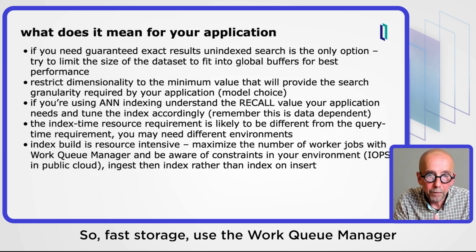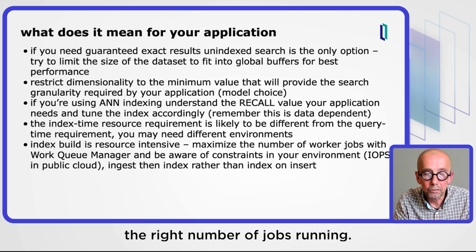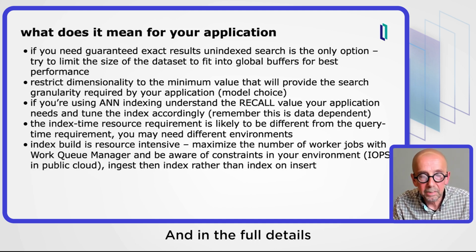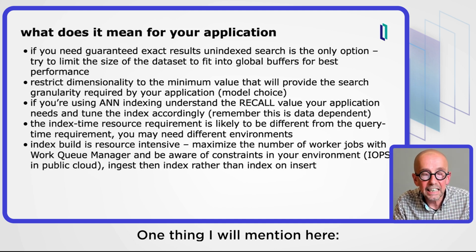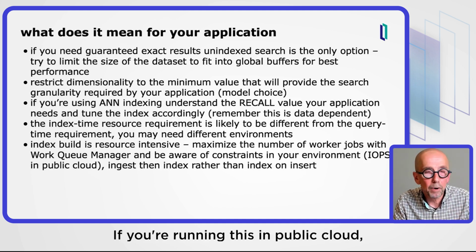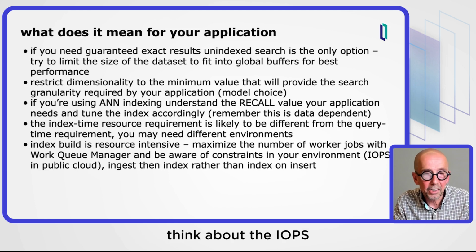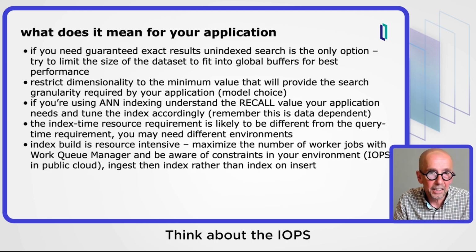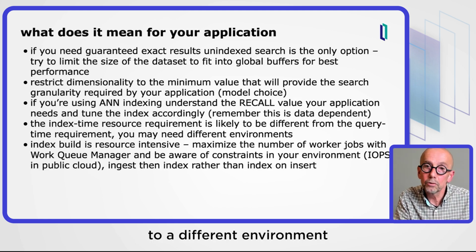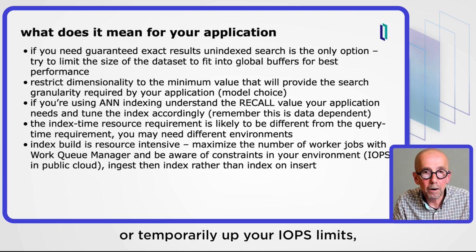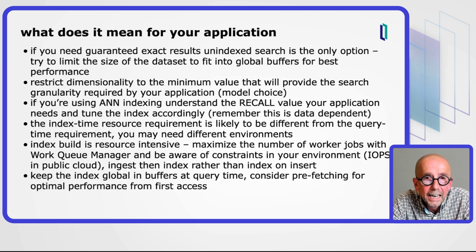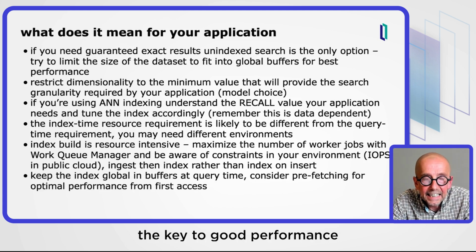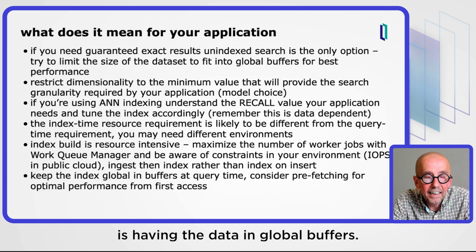So fast storage, use the work queue manager to make sure you've got the right number of jobs running, and in the full details we'll tell you how to calculate that. One thing I will mention here, IOPS constrained. If you're running this in public cloud, think about the IOPS you need to run this, think about the IOPS your instance gives you, and either move to a different environment or temporarily up your IOPS limits, or you're going to get terrible performance. And again, the key to good performance is having the data in global buffers.